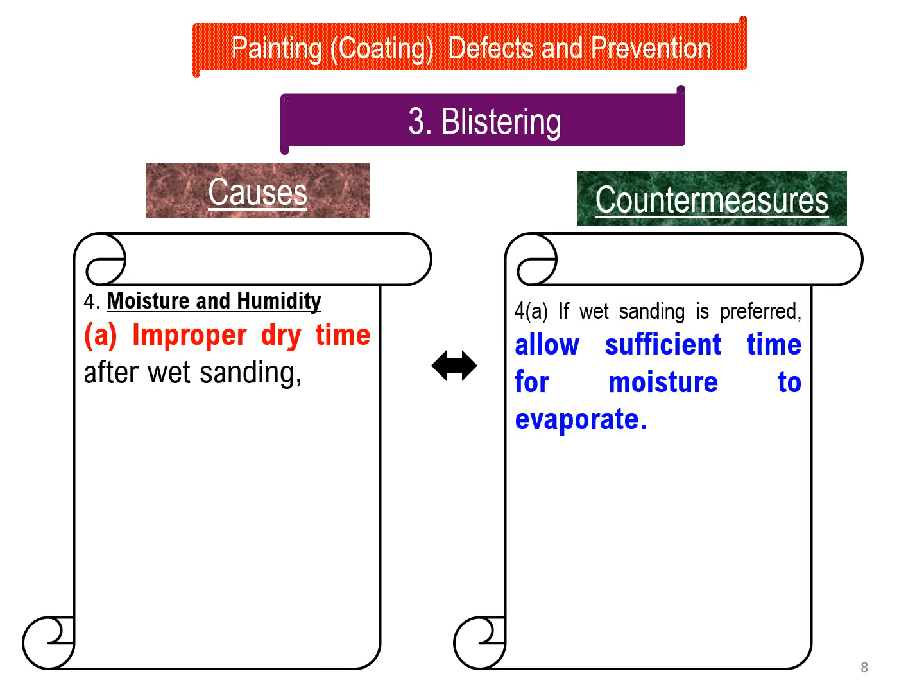Number four, probable causes related to moisture and humidity. A. Improper dry time after wet sanding. The countermeasure recommended is, if wet sanding is required and preferred, allow sufficient time for moisture to evaporate.